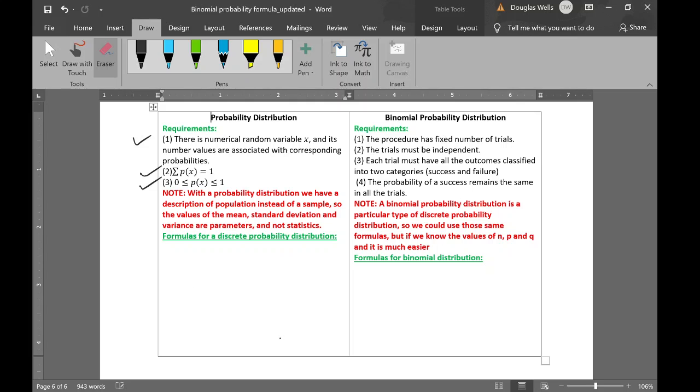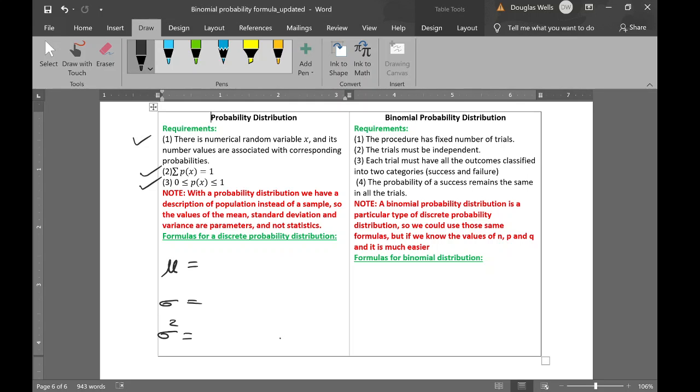Now, very important note. With a probability distribution, we have a description of a population instead of a sample. So the values of the mean, standard deviation, and variance are parameters and not statistics. What that, in short, means is that when you write the symbols for mean, standard deviation, and variance, they have to come from population symbols. So mean has to be mu, standard deviation has to be sigma, and variance has to be sigma squared.